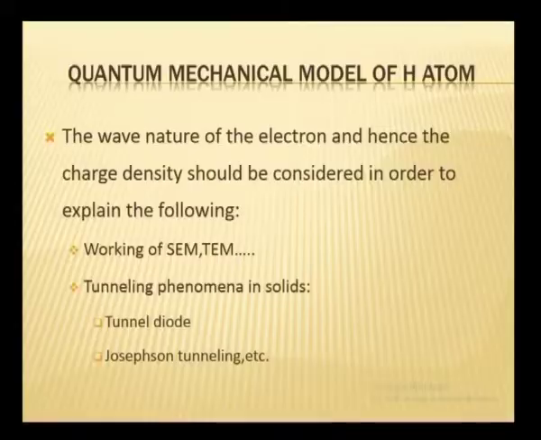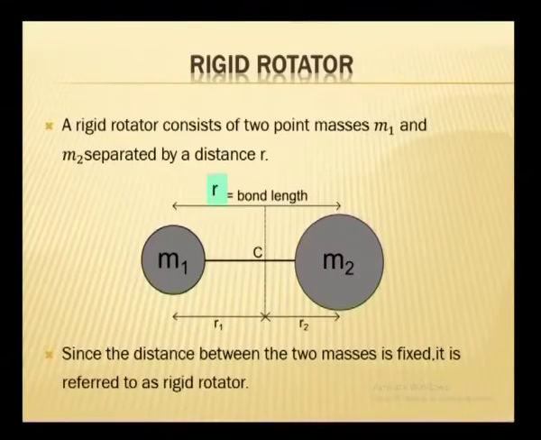Then we move on to what is called the problem of the rigid rotator. So far we have been talking about a proton and an electron, a two body problem. Now we move on to a rigid rotator. What is a rigid rotator? A rigid rotator may be something like carbon monoxide, CO. It is a diatomic molecule. You have carbon here, oxygen here, two atoms, and around this axis the whole thing rotates. It is called a rigid rotator.